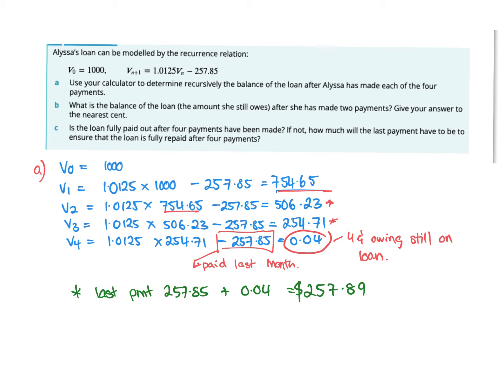So what is the balance of the loan? If you go through these questions, we can see that. So for B, we saw it was 4 cents. And then it says if the loan is to be fully paid after 4 payments, if not, how much should her last payment be? And so we work that out there. That's what her last payment should be.